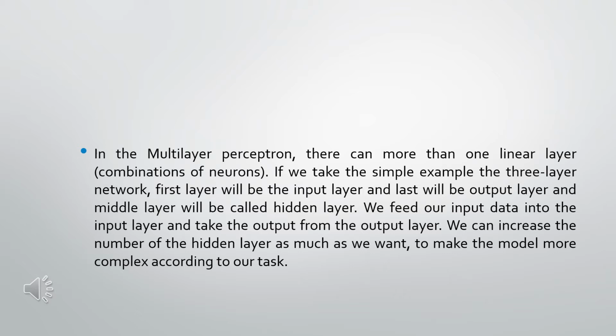So in the multi-layer perceptron, we have a single input layer and a single output layer, but we can have multiple hidden layers. So in a single neural network we have a single input layer, single output layer, and single hidden layer. But when multiple hidden layers exist, such a model is known as a multi-layer perceptron model. So this is the idea about the multi-layer perceptron model.